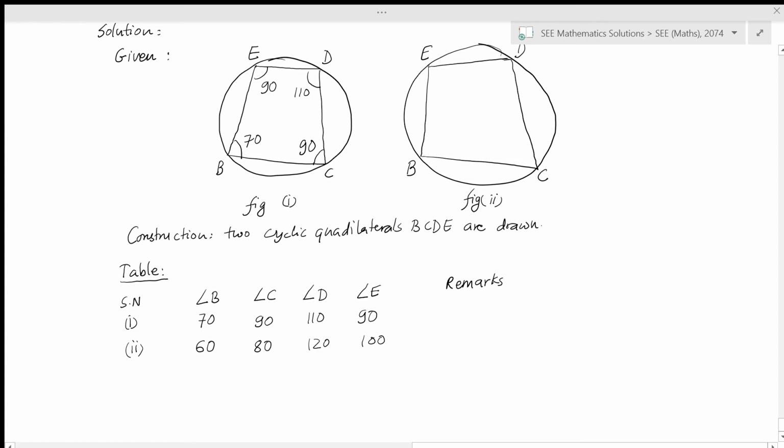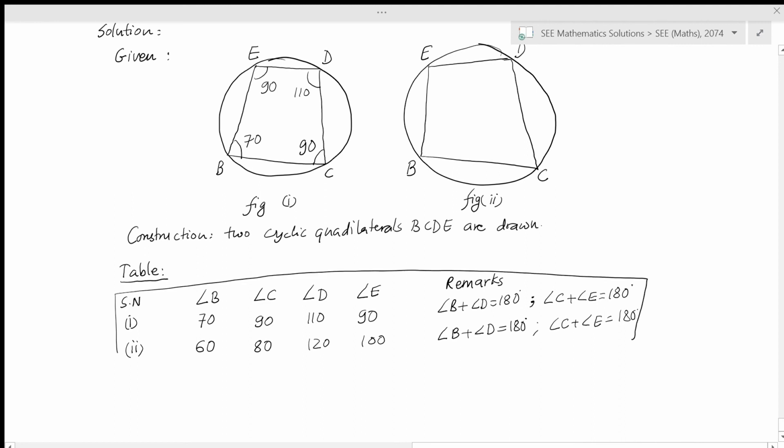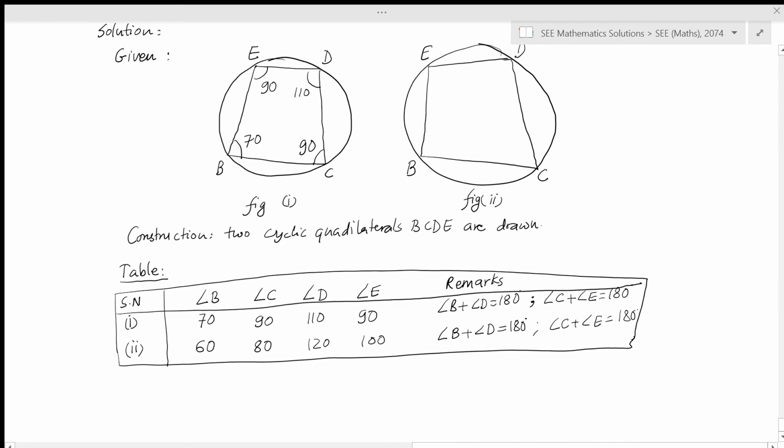If we look here at the opposite angles, angle B and angle D, if we add these two, it will be 180, right? So angle B plus angle D is equal to 180, and angle C plus angle E is also equal to 180. Similarly for the second, same reason: angle B plus angle D equals 180 degrees, and angle C plus angle E is again equal to 180 degrees, right? So this is our table. You draw the lines, all right? You have to make the proper table here, and you make the table like this, right?